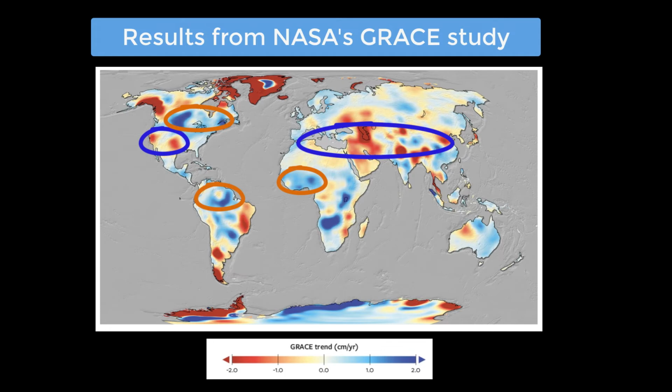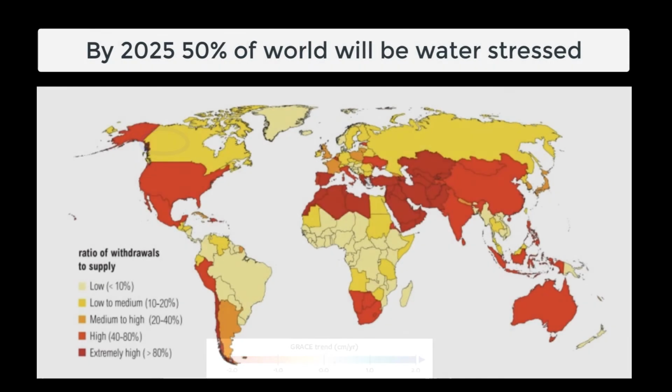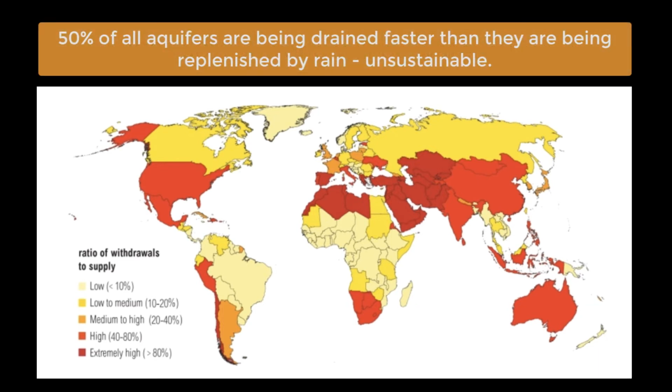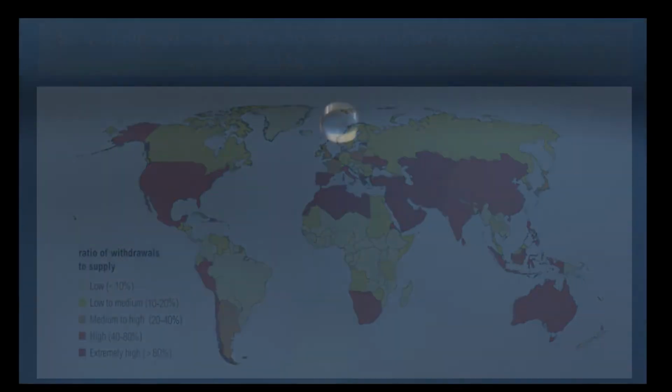So this pattern of wet getting wetter and drier getting drier has long been predicted, but this study confirms these projections. And it also goes on to say by 2025, half of the world will be water stressed. That means over half of the world's major aquifers are past sustainability tipping points, meaning that the rate at which groundwater is being withdrawn is far greater than the rate at which it's being replenished.